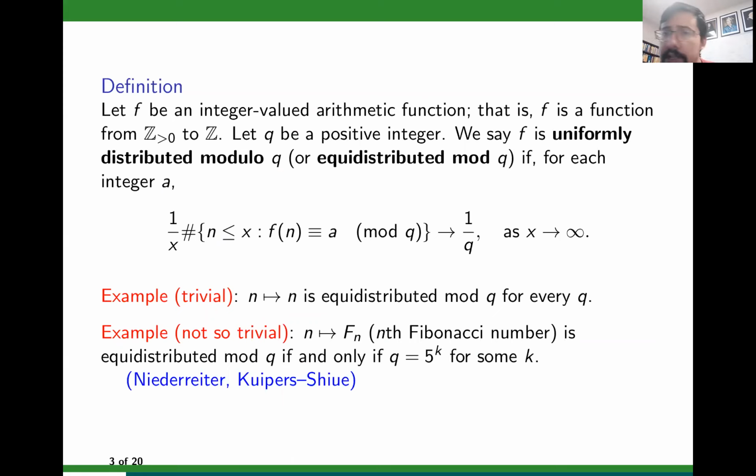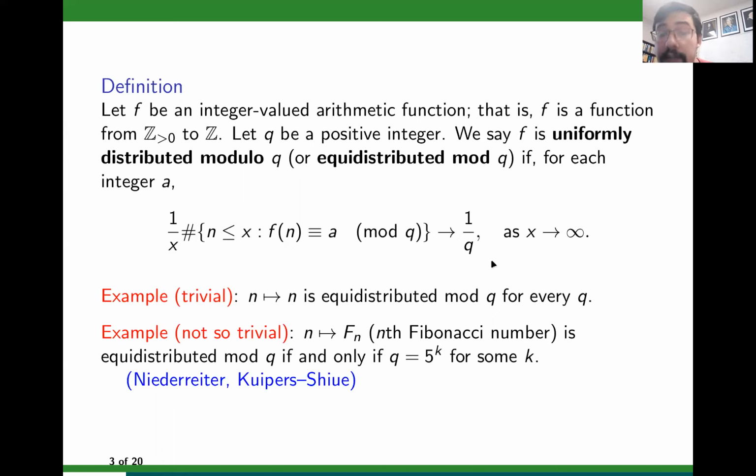If Q is a positive integer, I'll say that F is uniformly distributed mod Q or equidistributed mod Q if for every integer A, the limiting proportion of n for which f of n is a mod q is 1 over q. So 1 over x times the cardinality of the set on the left-hand side should tend to 1 over q as x goes to infinity. Okay, so a trivial example would be the identity function n maps to n. This is equidistributed mod q for every q.